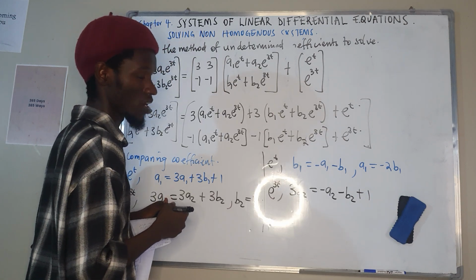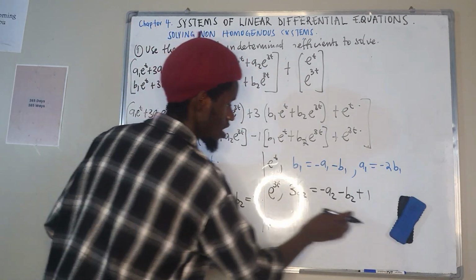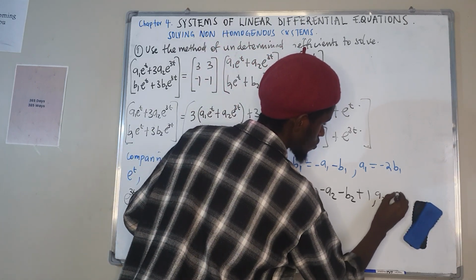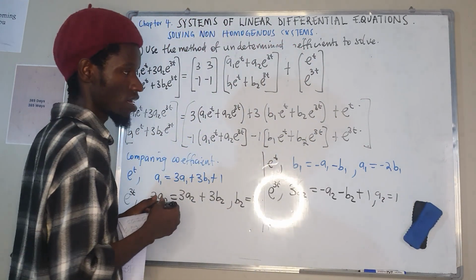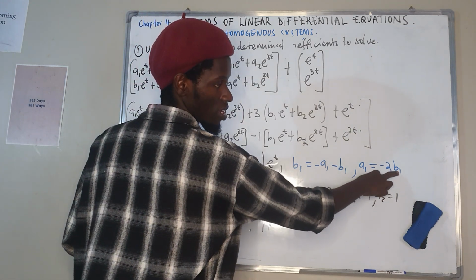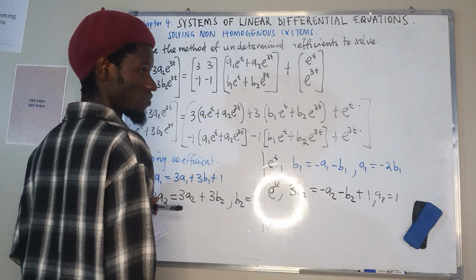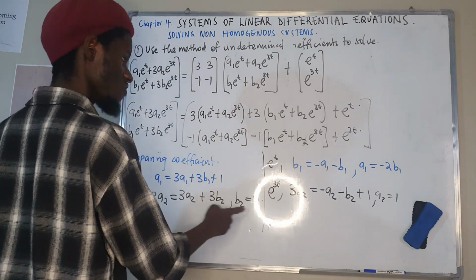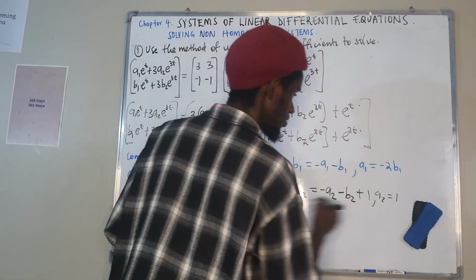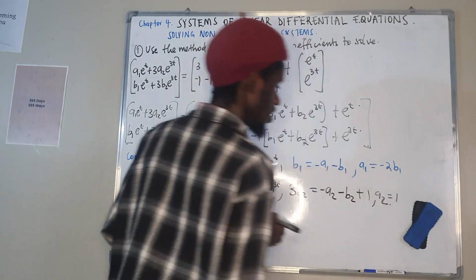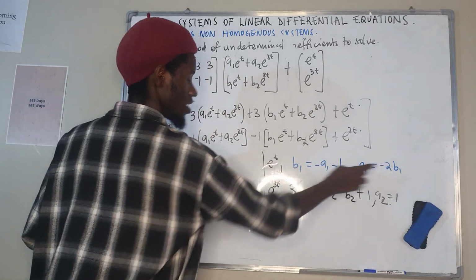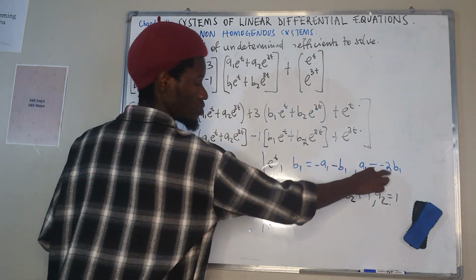My a2 is what? Is 1, yes. My a2 from here, if this is 0 and this is 0, therefore my a2 is 1. Now I can easily solve these two equations for me to get my A1 and B1.